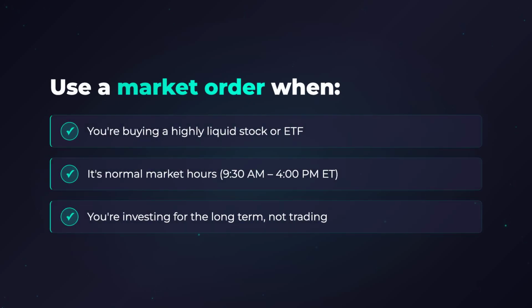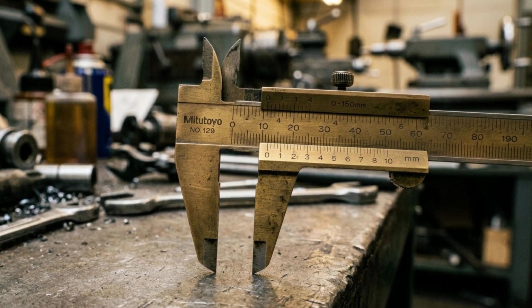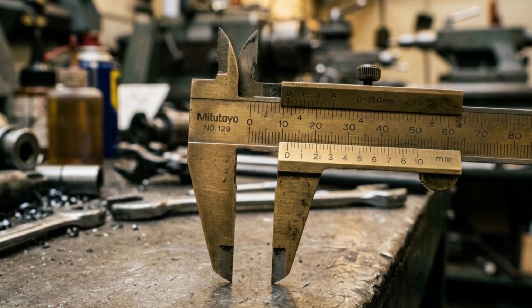That said, for most people, most of the time, market orders are fine. Liquid stocks, big ETFs, regular market hours, long-term holdings. The slippage is usually pennies. Order type 2. The limit order.